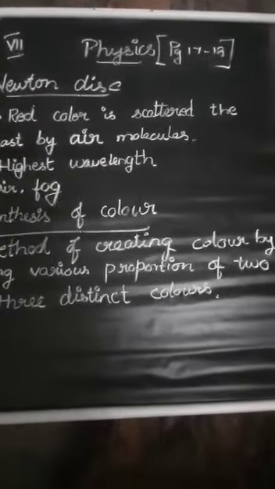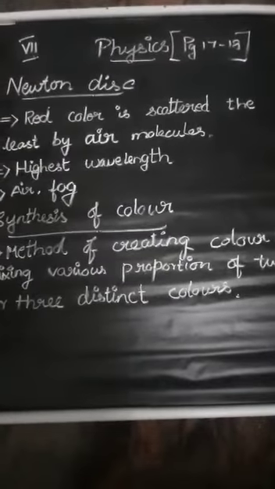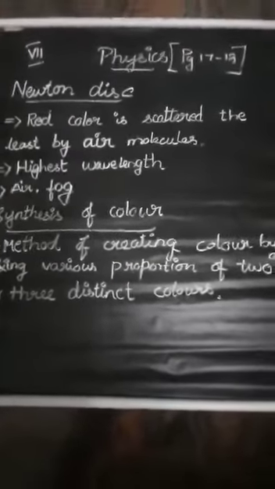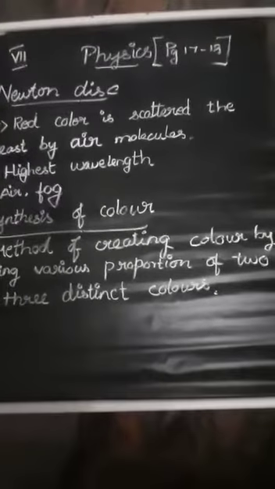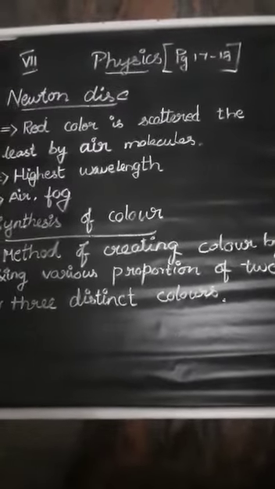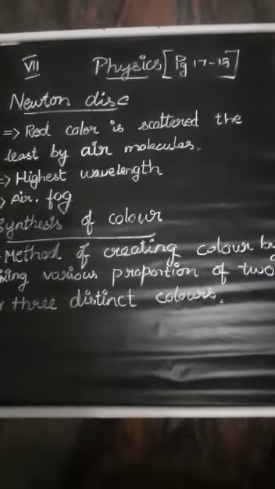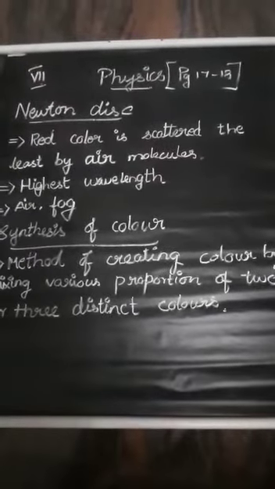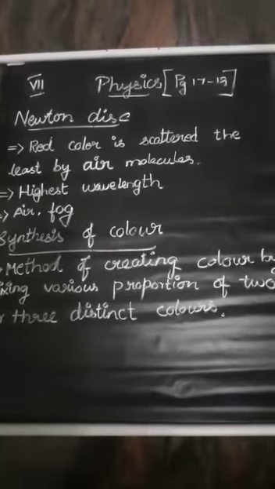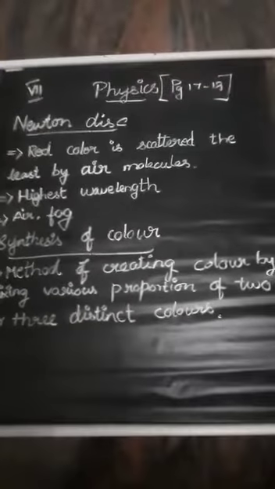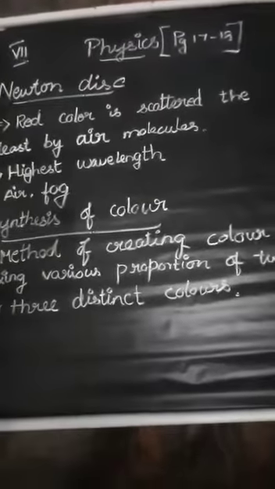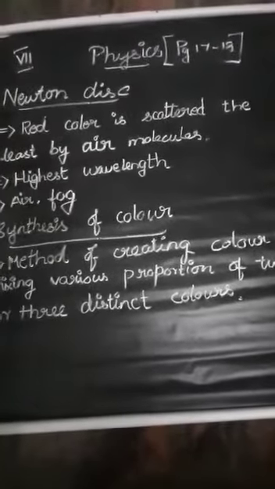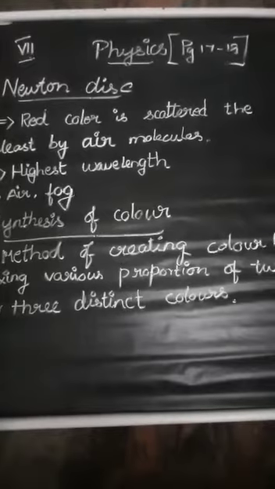So next we can see the synthesis of colors. Synthesis of colors is nothing but a method of creating a color by mixing various proportions of 2 or 3 distinct colors of light. For example, if you have color pencils, you may not have a single pink color. So if you want pink color, if you mix 2 or 3 colors you can get that pink color.